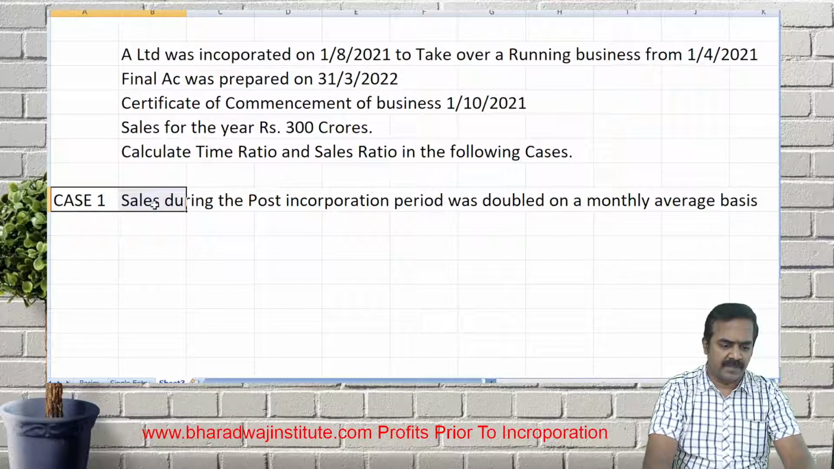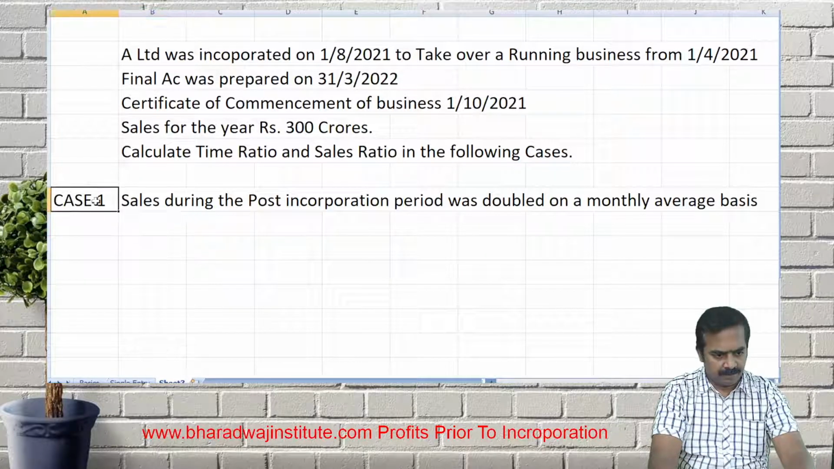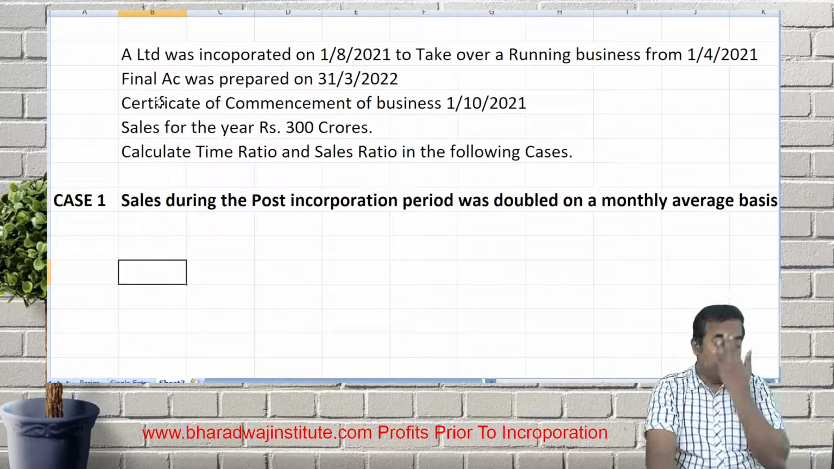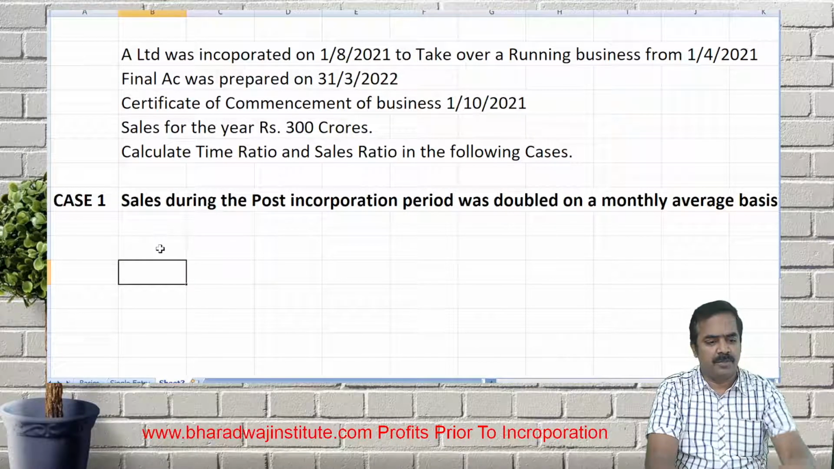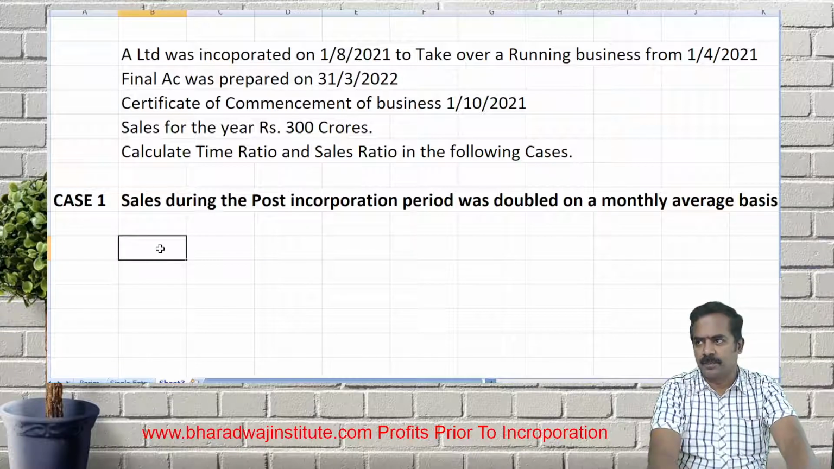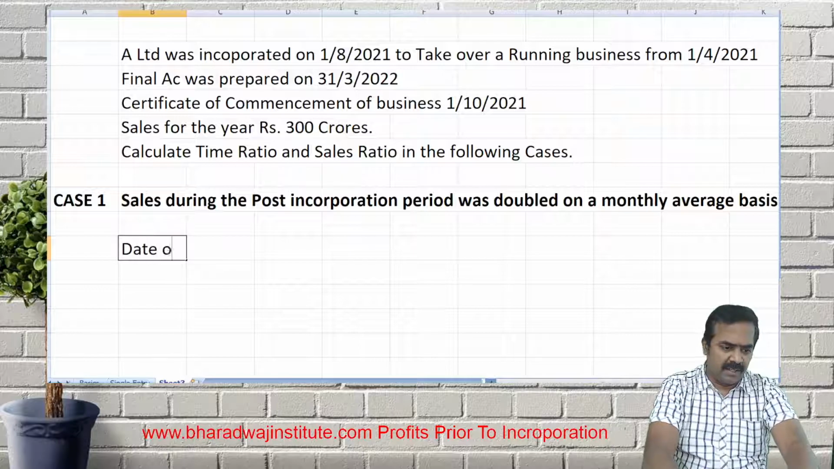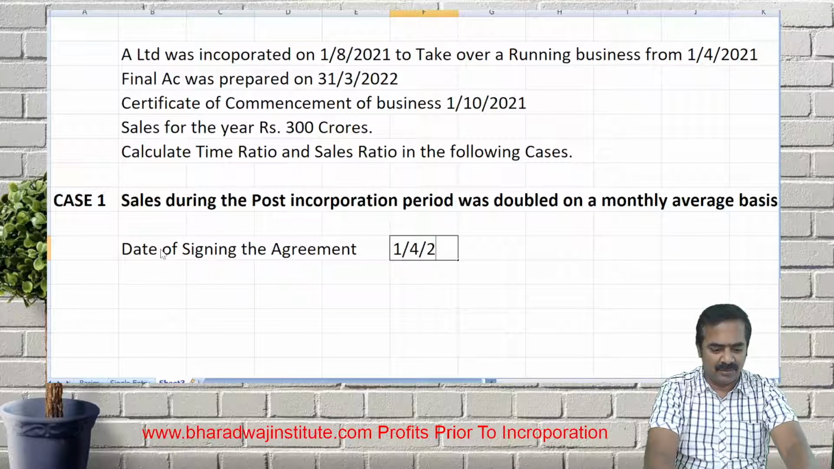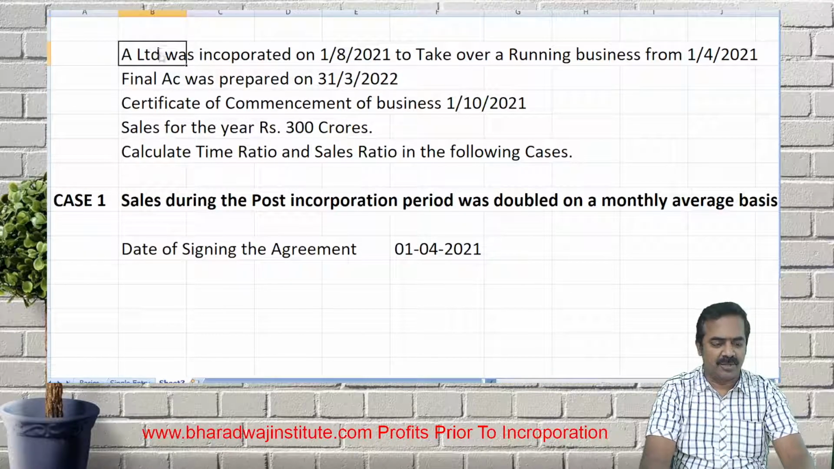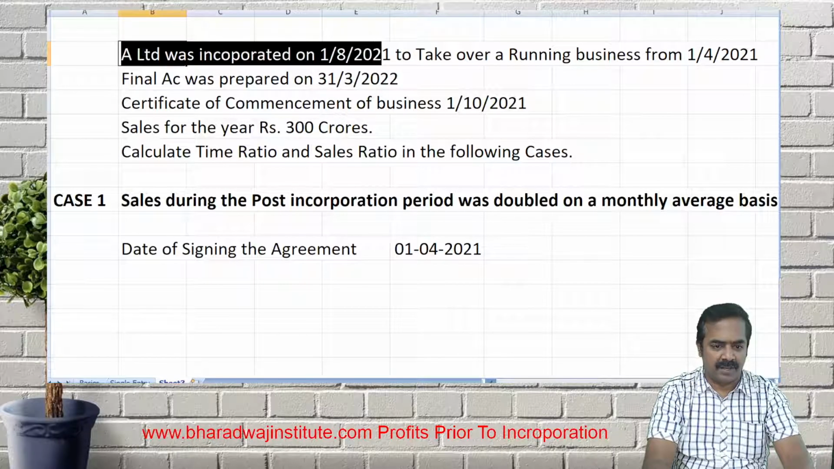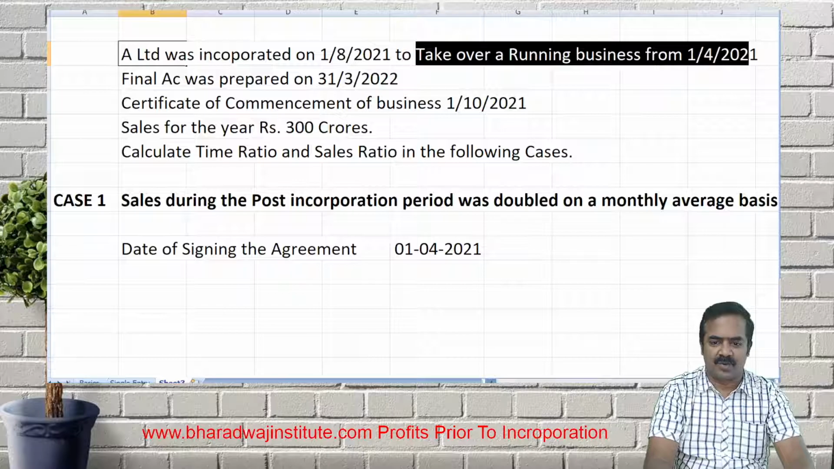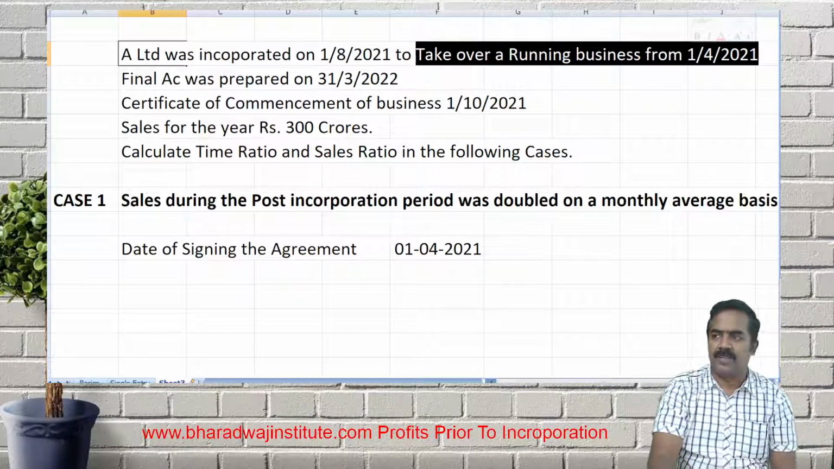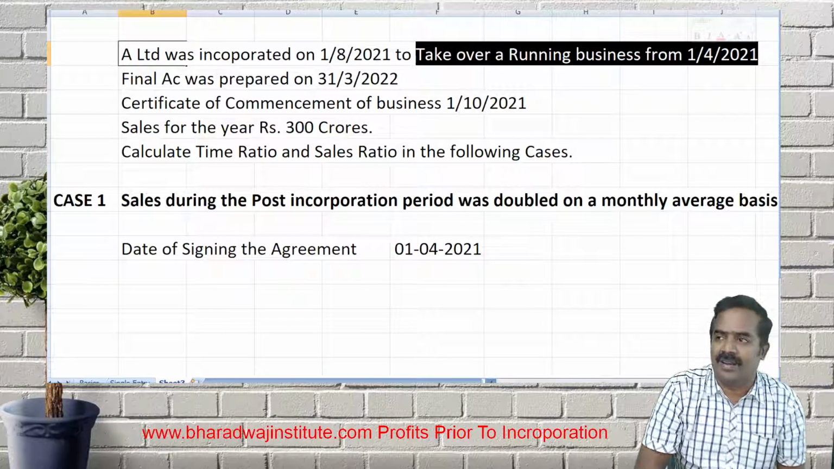Okay, let us work out case by case. Time ratio is going to be common for all, and it is simple to work out. What is the date of signing the agreement? A Limited was incorporated on 1/8/2021 to take over the running business from what date? 1/4/2021, which means we have already signed the agreement on 1/4/2021.